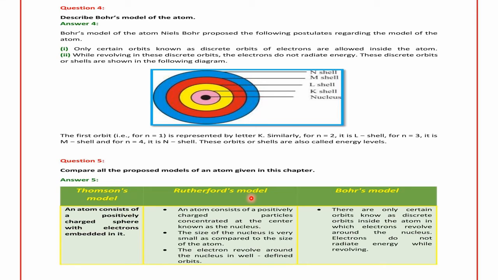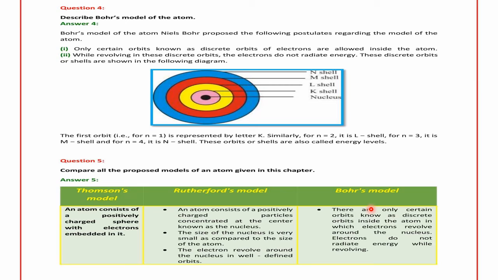Whereas in Rutherford's model, electrical neutrality is maintained. That is there. What is extra? Extra is that he discovered the nucleus. At the center of the atom, a small region is there, which is the nucleus, where protons are present. So the nucleus is positive because of the positive protons present in it. That is the specialty of Rutherford.